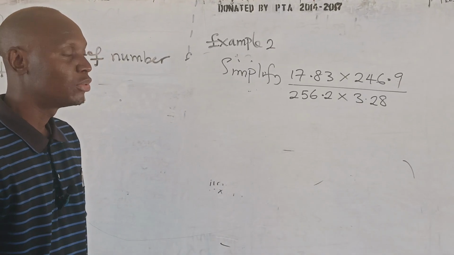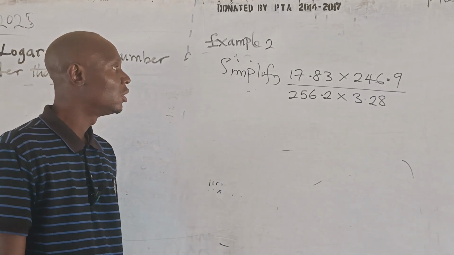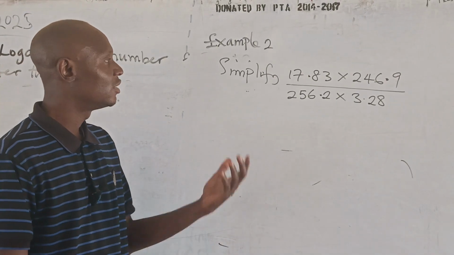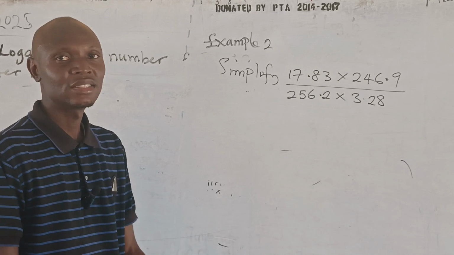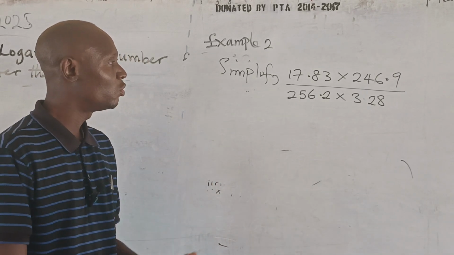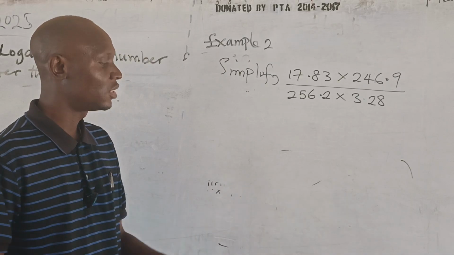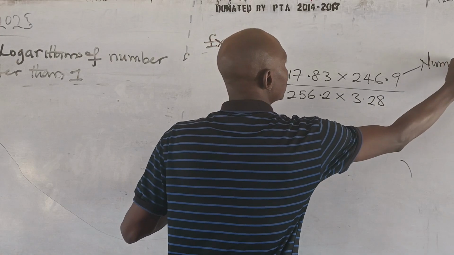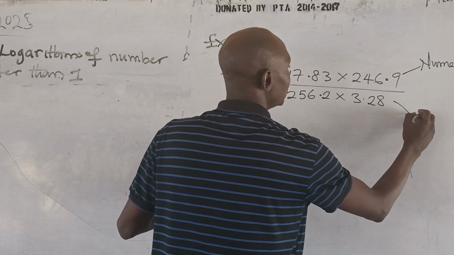Now this is example 2. Here we have: simplify 17.83 times 246.9, all over 256.2 times 3.28. We call this the numerator and we call this the denominator.